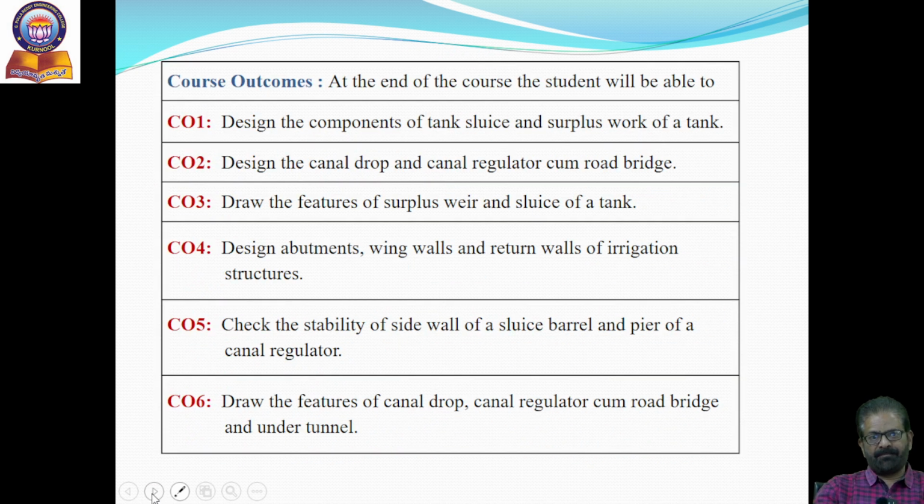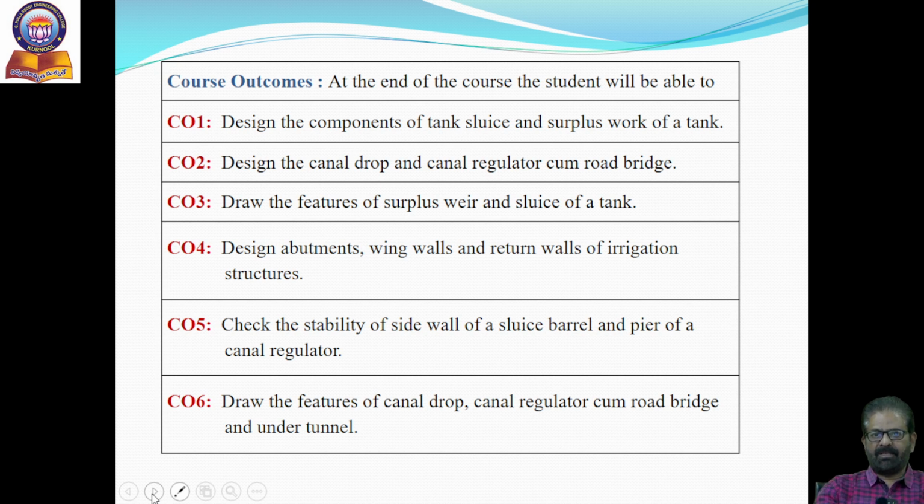So these are the course outcomes. As per NBA requirements, you are all aware that for each and every course, we must frame certain outcomes. So these are the course outcomes for this particular course, that is design and drawing of hydraulic structures. At the end of the course, the student will be able to, the first course outcome is, design the components of tank sluice and surplus weir of a tank. This is one of the outcomes.